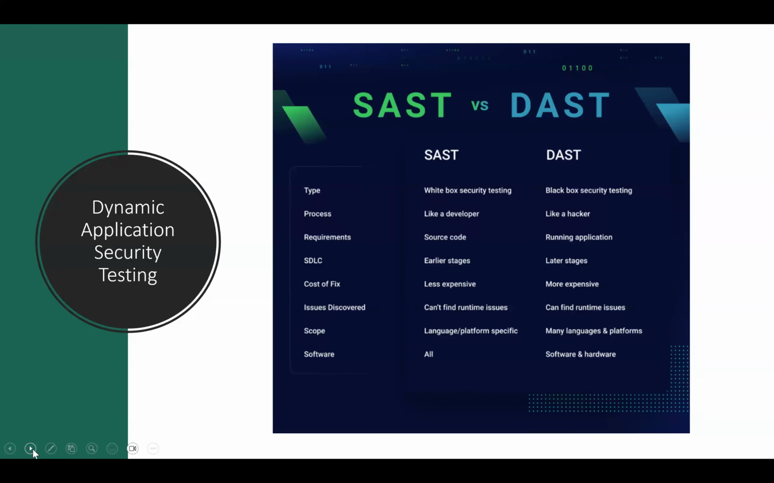And the chart here highlights the differences between SAST and DAST. So important to note, DAST is a testing phase security tactic. SAST is a design phase tool. DAST will find live environmental flaws. SAST won't.